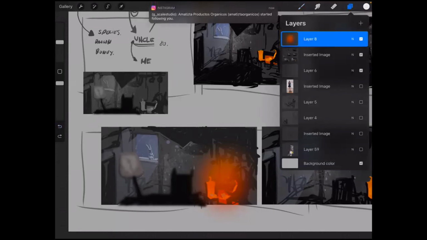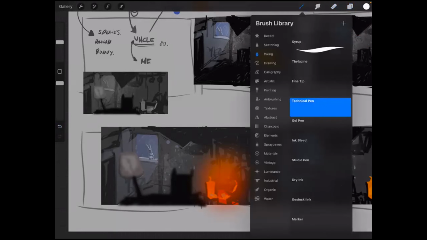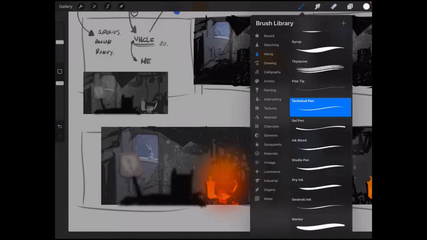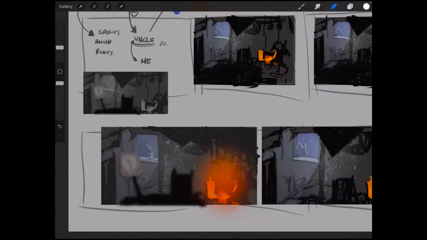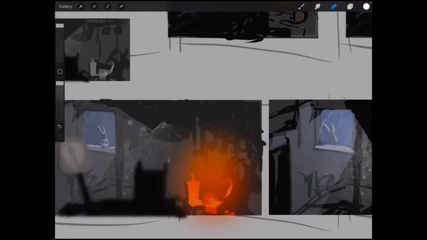So I'm going for that round idea, but I want the readability of the character. So I'm going with that light going behind him.